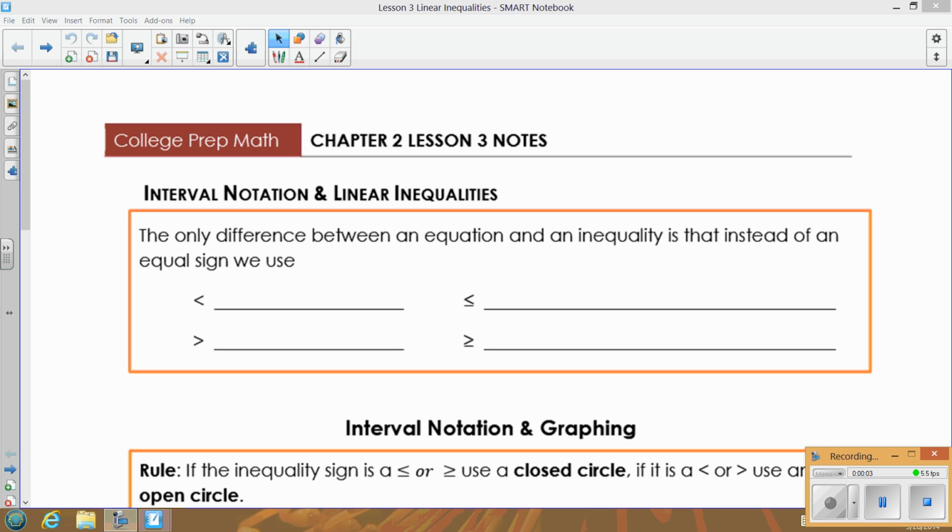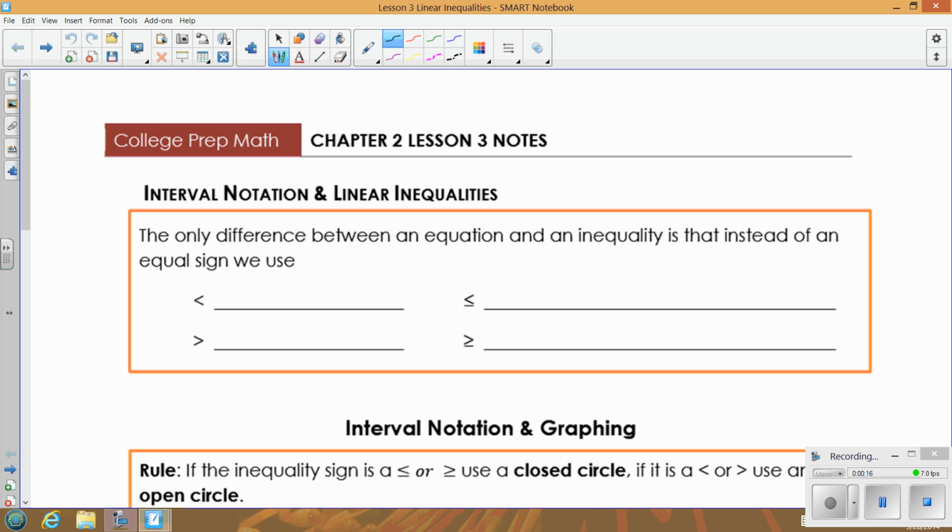In lesson 3, we're going to learn about how to solve inequalities. Before we can do that, we have to talk a little bit about what inequality symbols mean, a little bit about interval notation, and how to graph inequalities. So first thing is looking at these symbols here, what do they actually mean?